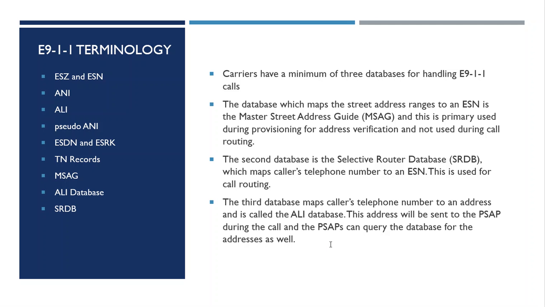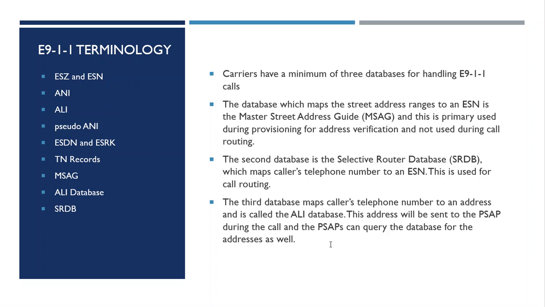So let's talk about the databases that a carrier typically uses to handle the emergency calls. The first one is the Master Street Address Guide. This is the database which maps the street address ranges to an ESN, emergency service number, and it is primarily used at the time of provisioning to verify that a house address or a business address is a dispatchable address, and it is not actually used in the call routing. At the time of provisioning, the MSAG is used to verify, okay, this house address lies between these ranges on a specific street, and the ESN associated with that range is a number. That's all it's used for. It's not used for the call routing.